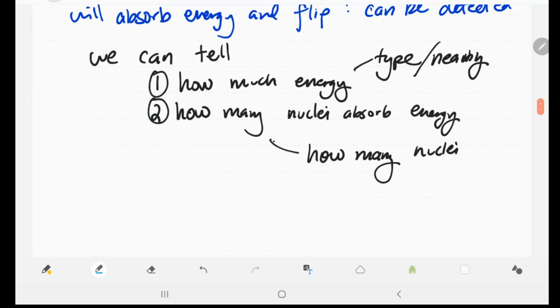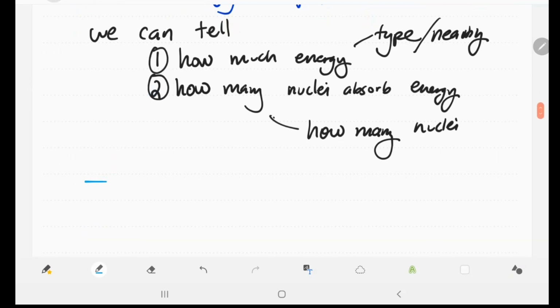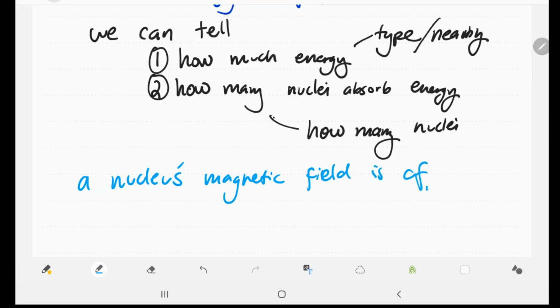We're going to see a nucleus's magnetic field is affected by nearby electrons.